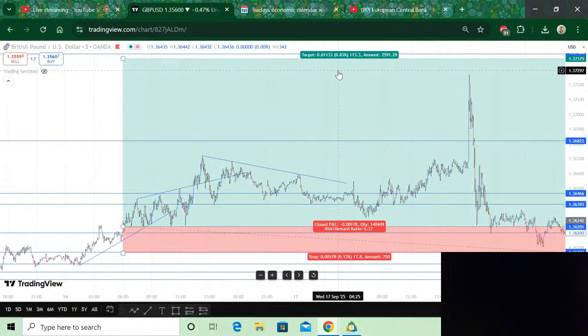Okay, let me make the calculations. Let's say I used the standard minimum 1 cent lot size. What will I be taking as a loss? Let's calculate it. How many pips is this? This is one.